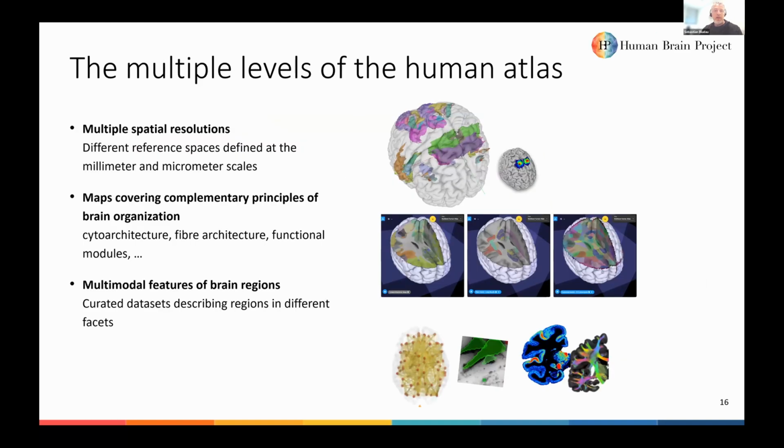So at the end, we have the complete atlas, which consists of those different hierarchical levels. So we have different spatial resolutions. We have different maps or parcellation schemes. We have multimodal features, and all this together creates the atlas as a tool, which can be accessed through a web page, but also through this Python library, which will be shown by Timo tomorrow.